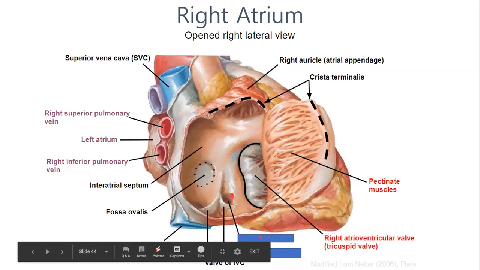And then we've got this hole. Coronary sinus. I can't even hardly see with this box up right now, but right here.